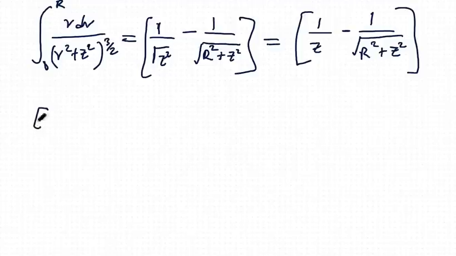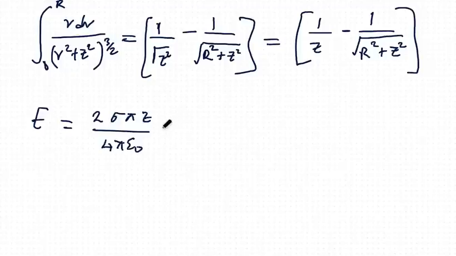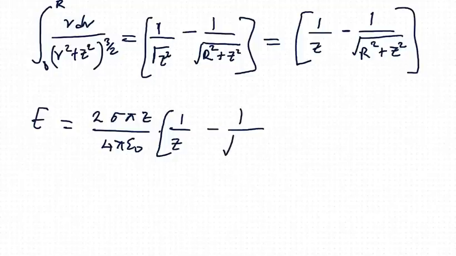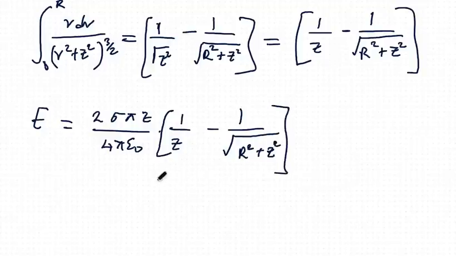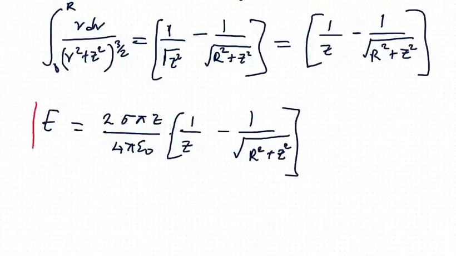That is, E is equal to 2 sigma pi z divided by 4 pi epsilon naught multiplied by (1 over z minus 1 divided by the square root of r squared plus z squared). So this is the electric field.